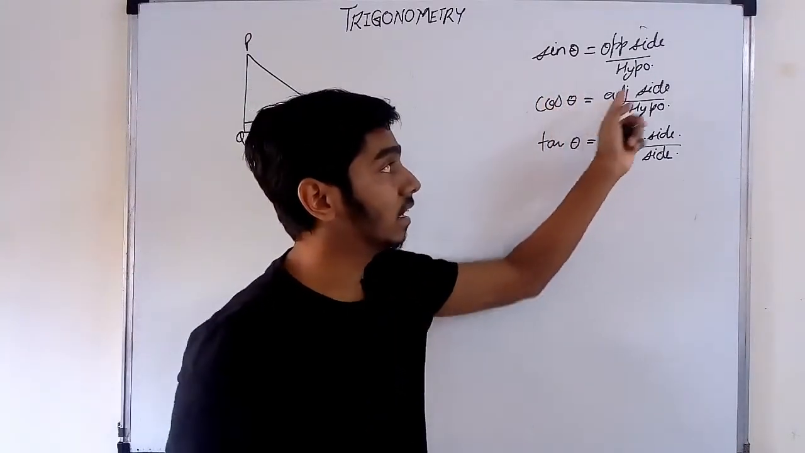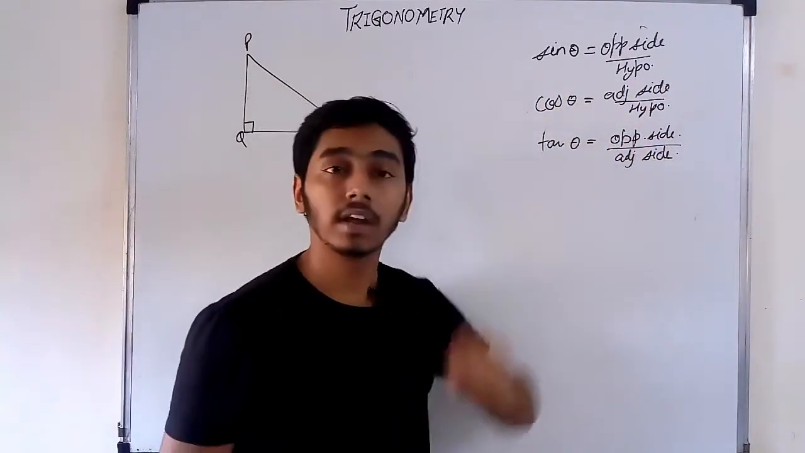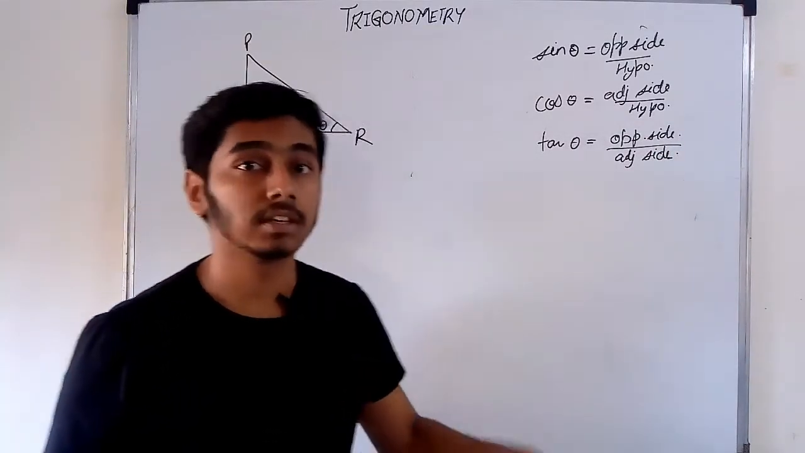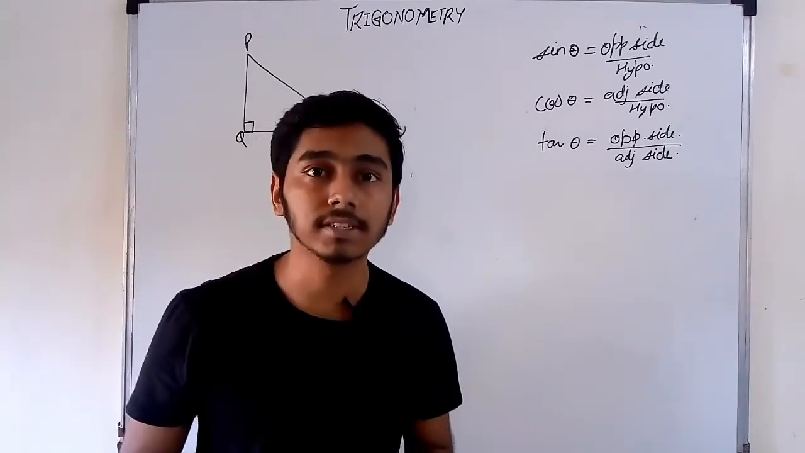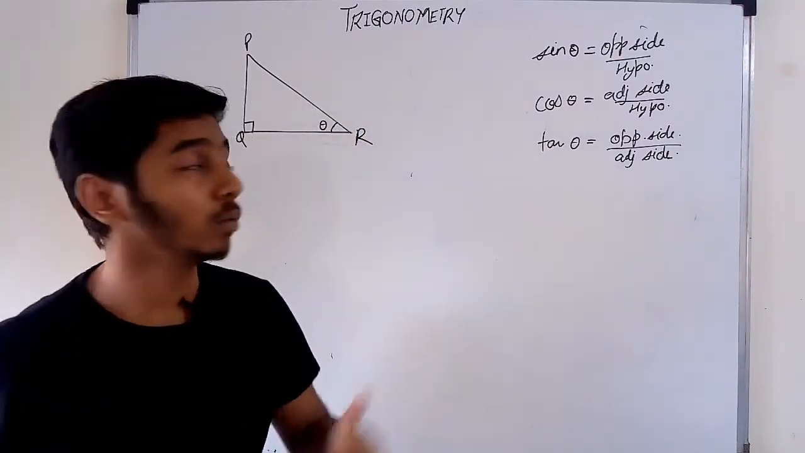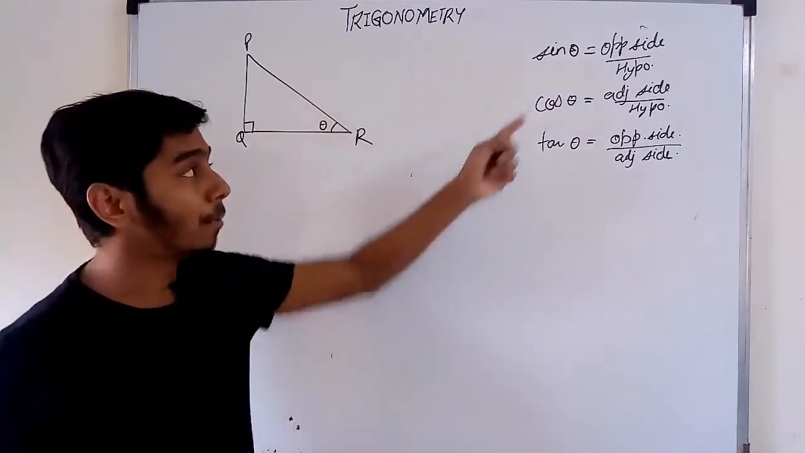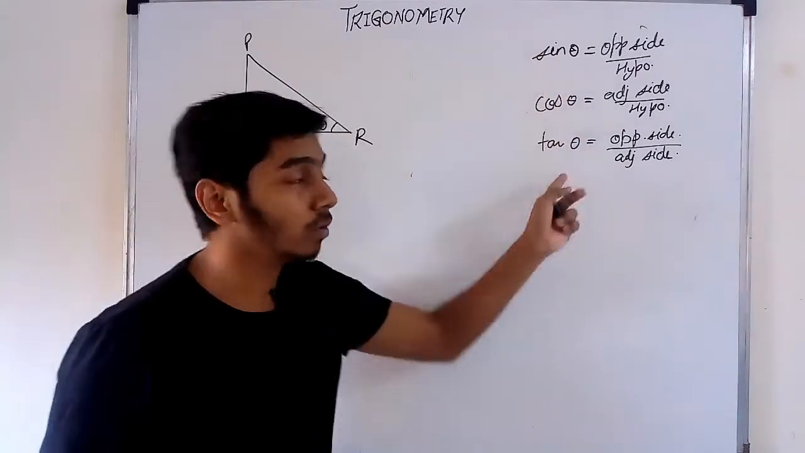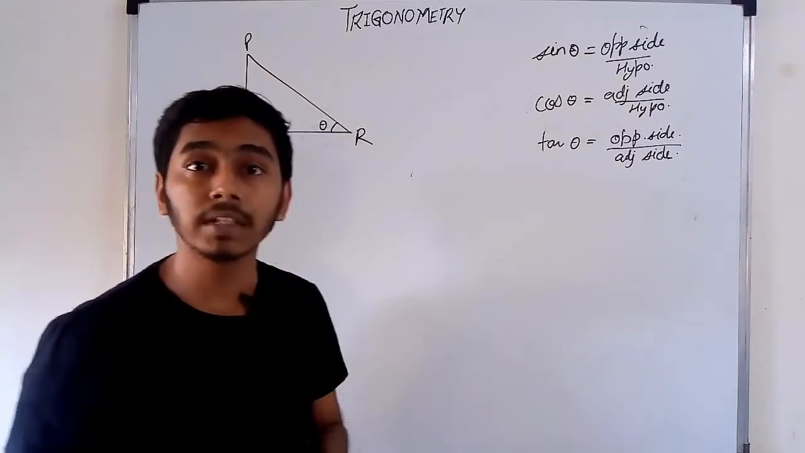Same for cos theta, adjacent side upon hypotenuse. Tan theta is opposite upon adjacent. If you are checking this video first, make sure that you check the previous video and then come back to this. Now what we are going to learn in this video is the relation between sine, cos and tan, the relationship between them.